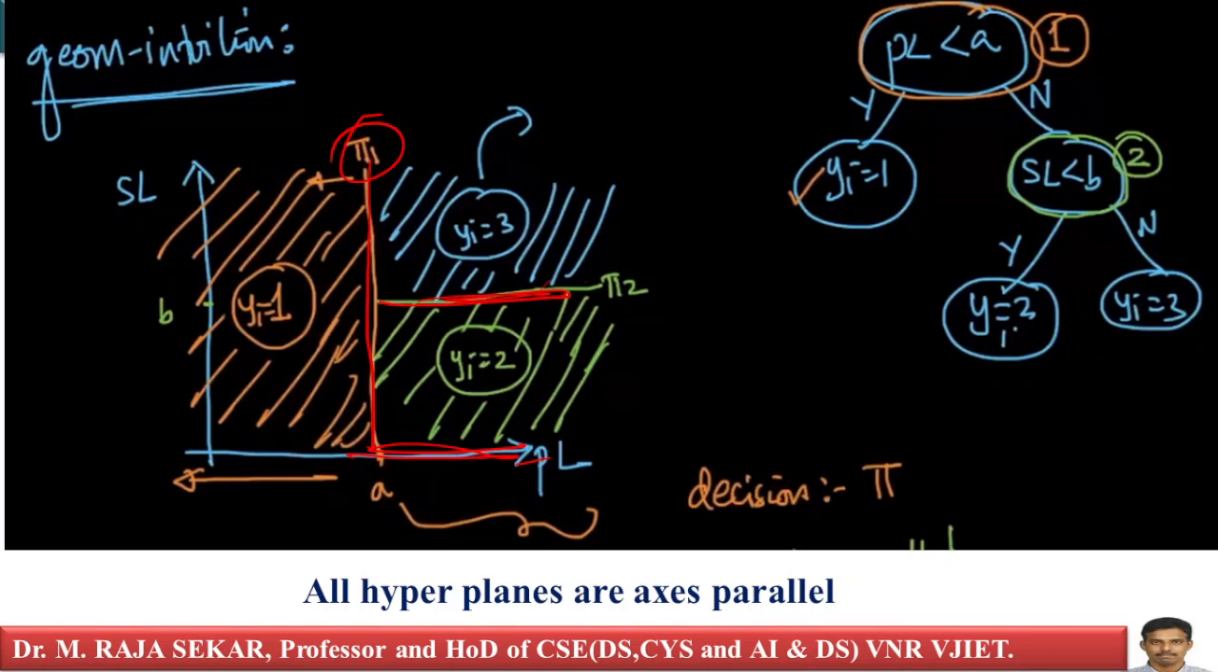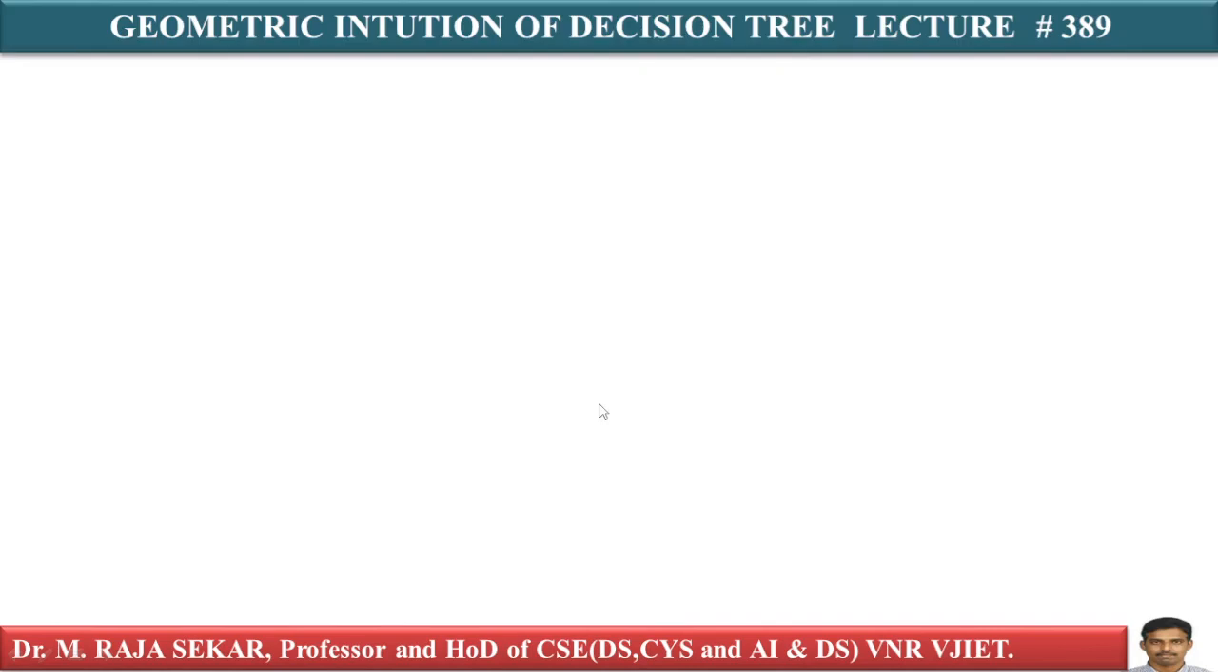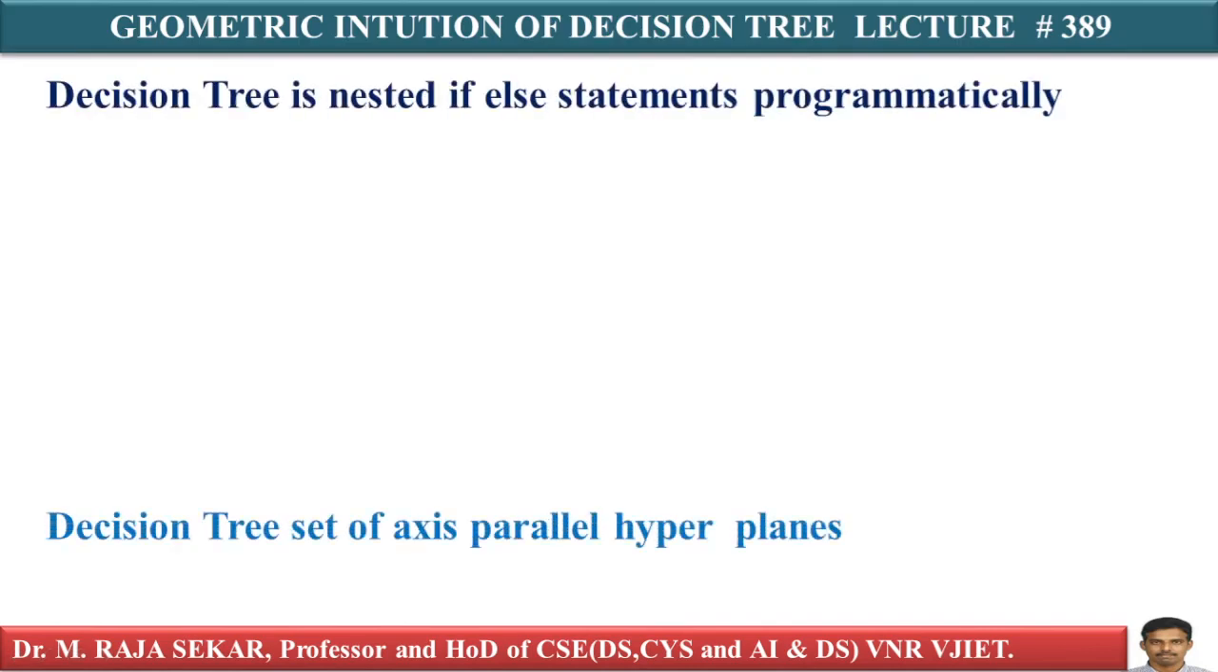If you think of a decision tree programmatically, it is nothing but nested if-else statements, isn't it? All of your hyperplanes are axis parallel in a decision tree. It is simple. You can understand a decision tree as nested if-else statements programmatically. A decision tree is a set of axis-parallel hyperplanes.